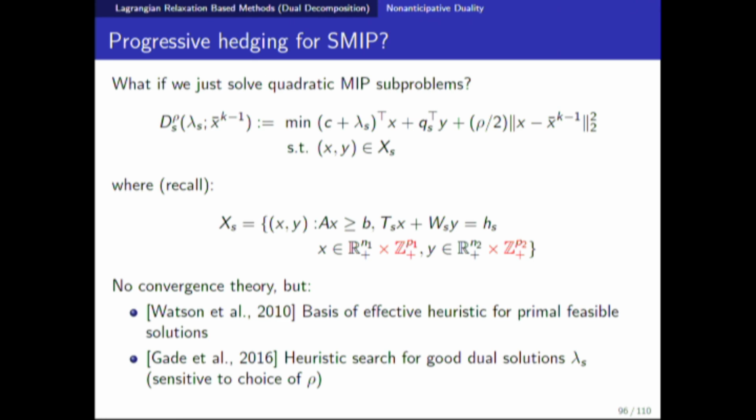And more recently, it's been realized that you can run this algorithm, and as it's running, in addition to finding a primal solution, it's finding some dual solution. And of course, you could always take that dual solution it finds and plug it into your original Lagrangian dual and get a lower bound that way. If you choose well the choice of rho, oftentimes it will converge to a good dual solution. So that's a way you could heuristically use this to also get lower bounds.